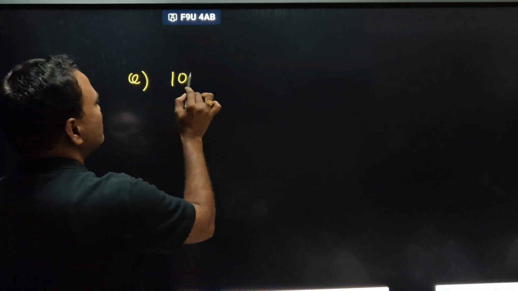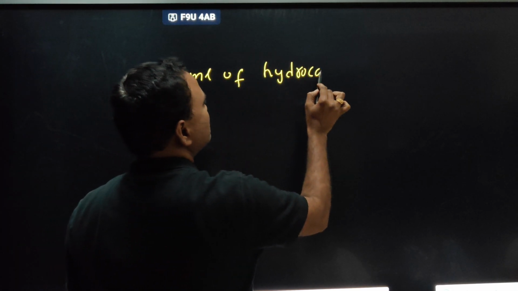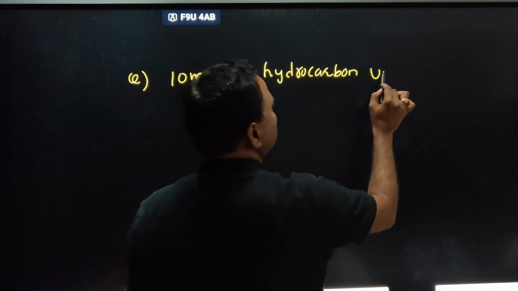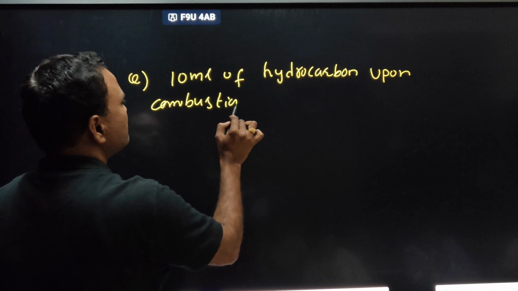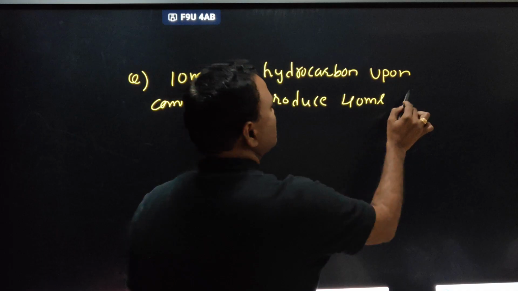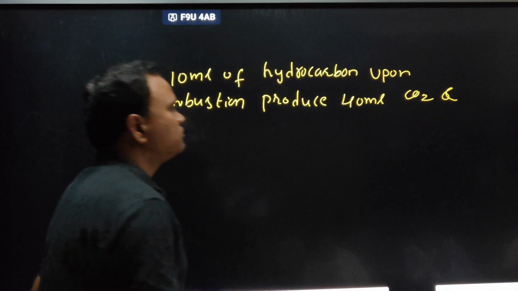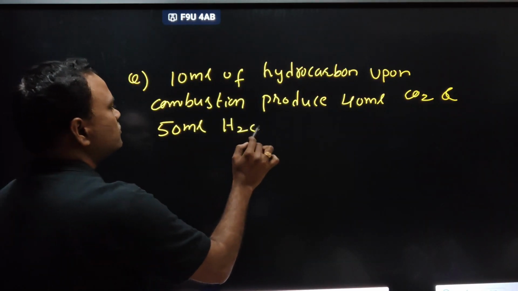Do one question on this, right? Start with the difficult question first. Note down the question. 10 ml of hydrocarbon upon combustion produce 40 ml CO2 and 50 ml H2O.